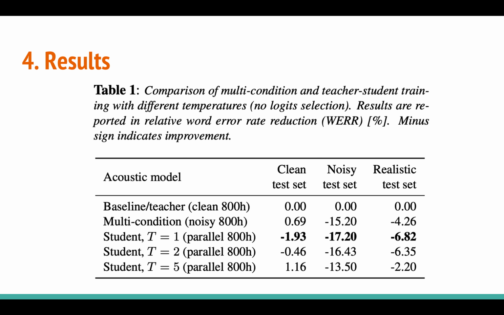So people argued about it, and they started using this student teacher training. Here they have a student where the temperature is set to 1, and they have a parallel corpus of 800 hours, which is generated using noisy augmentation. Here you can see you get an improvement of 2%, because it's negative. And you also get better improvements over noisy test data, minus 17%, which is good. Then on the realistic test data also, you are getting very good improvement.